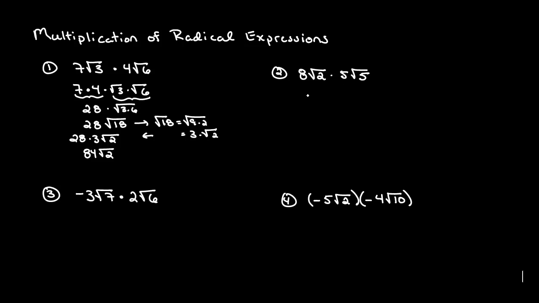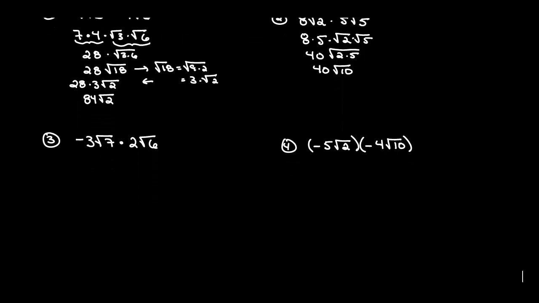In the next problem, we'll do the same thing. We'll take the 8 and multiply it by the 5. And then we'll take the square root of 2 and multiply it by the square root of 5. So 8 times 5 gives us 40. And the square root of 2 times the square root of 5 gives us the square root of 2 times 5. So we've got 40 times the square root of 10. And of course the square root of 10 can't be broken down any more than it already is.